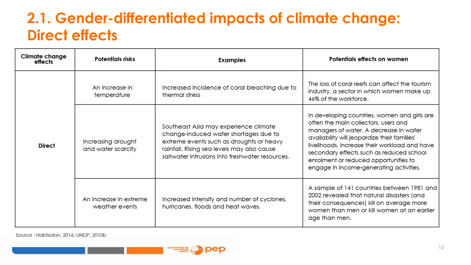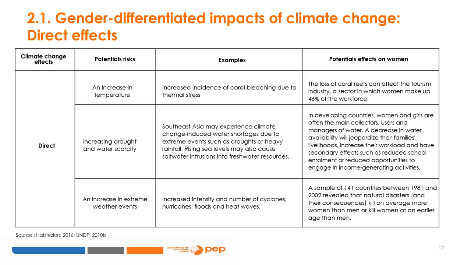Overall, the literature distinguishes between two types of climate change effects on the gender productivity gap analysis. First, direct effects of climate change leads to increasing temperatures that increases the incidence of coral bleaching due to thermal stress. That affects women, as the loss of coral is a source of income with the tourism industry, a sector in which women make up 46% of the workforce. Increasing drought and water scarcity.